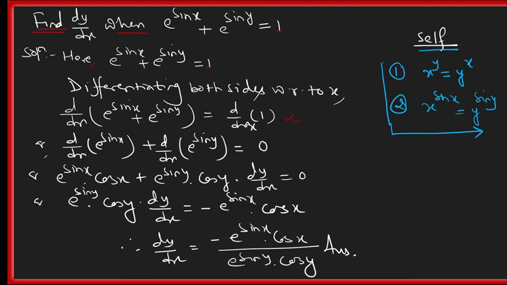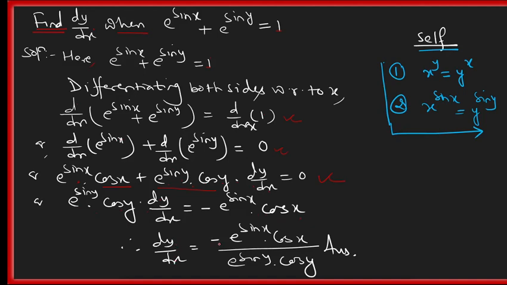And the dy by dx of e^sin x plus dy by dx of e^sin y equal to 0. Derivative of 1 is 0. And derivative of e to the power sin x is e to the power sin x, and the derivative of sin x is cos x, plus e to the power sin y times the derivative of sin y, which is cos y times dy by dx, you know this. And e to the power sin y cos y dy by dx equal minus, shifting this to the right, e to the power sin x into cos x.